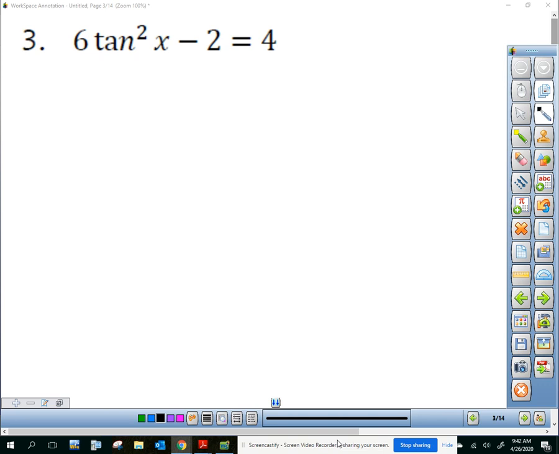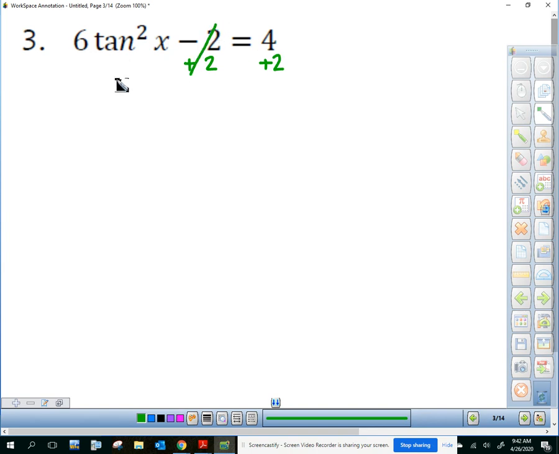All right, number 3, we need to isolate tangent squared of x first. So I'm going to start by adding this constant over to the other side to get rid of it. So I've got 6 tangent squared of x is equal to 6, and then I divide out that coefficient of 6. Do to one side, do to the other. So now I've got tangent squared of x is 1.